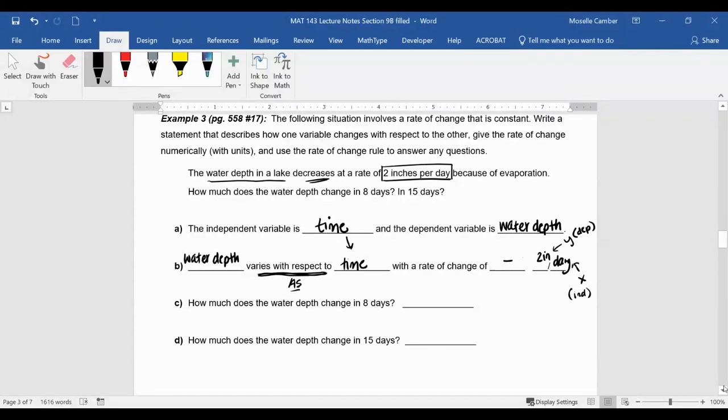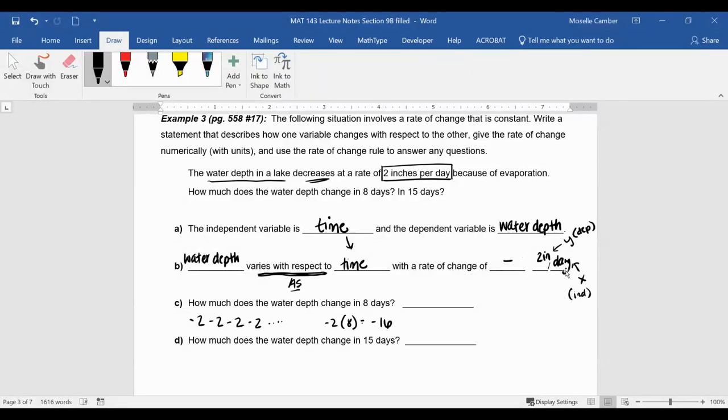So how much does the water depth change in 8 days? Well, we know that every 1 day it changes by a -2. So we can either add the -2 8 times, right? We have a -2 for 1 day, -2 for another day, -2 for a third day, fourth day, and so on, right? Or when we do multiple additions or subtractions, the same thing as multiplication, right? So we have a -2 added 8 times to get a -16.